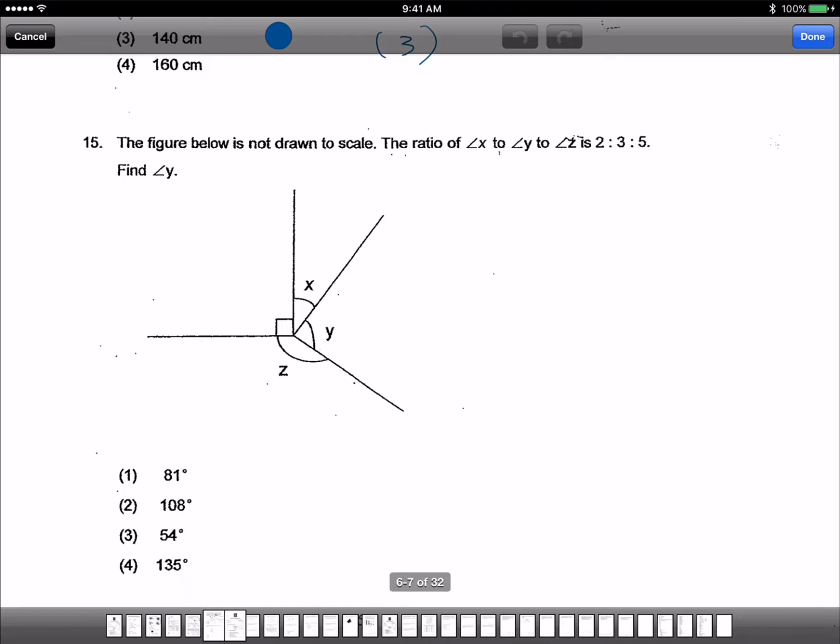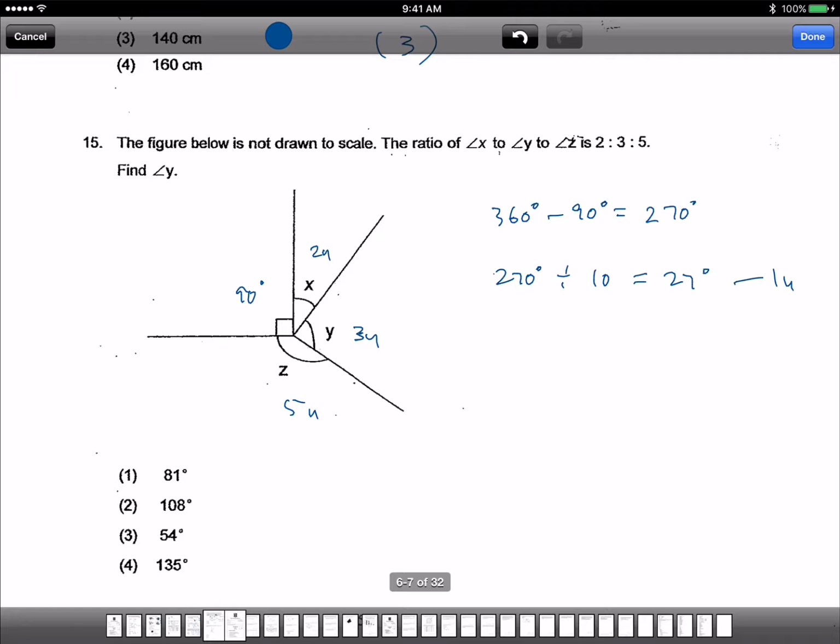And the last one, before we check our answers, the figure below is not drawn to scale. Find angle Y. Angle Y, 2, 3, 5. X, Y, Z is 2, 3, 5. It's 90 degrees. 360 minus 90 equals to 270 degrees. 270 degrees divided by 10u, just divide by 10, equals to 27 degrees. This is 1 unit.